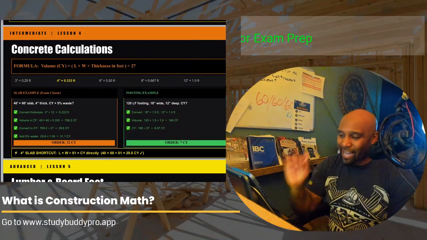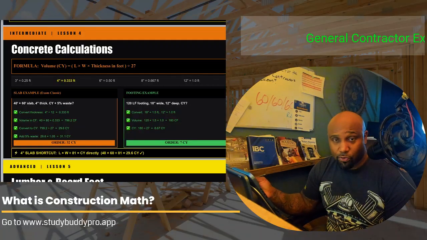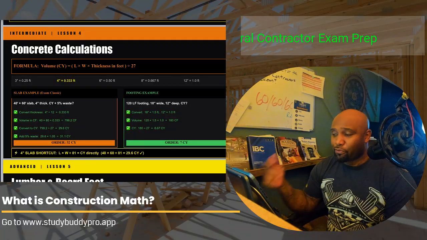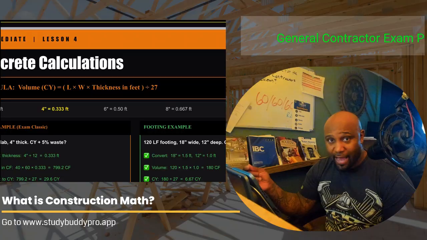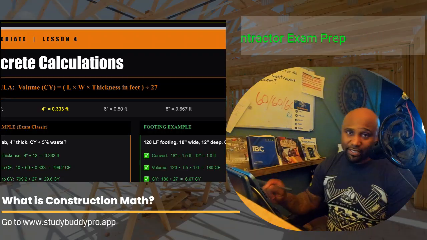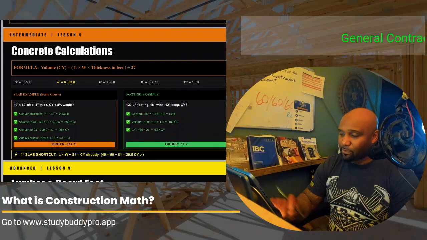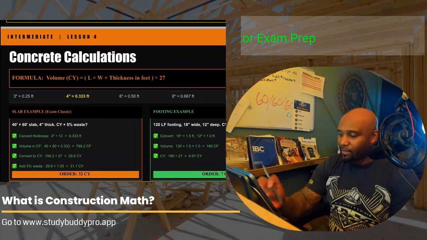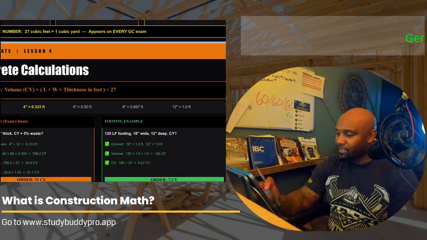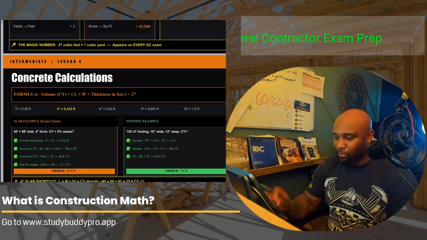Okay, so concrete calculations, the volume is always going to be in cubic yards when you order, right? And the formula is always going to be length times width times thickness, and that's in feet, not in inches, divided by 27, which gives us the cubic yards. So if we're looking at this, we still got our indicators here. Look, 3, 4, 6, 8, 12. They're all converted over to decimals.